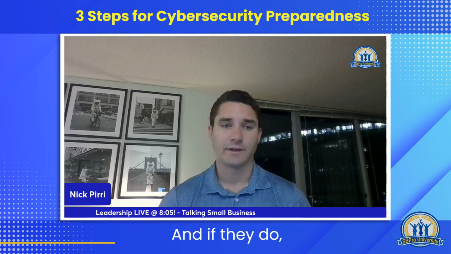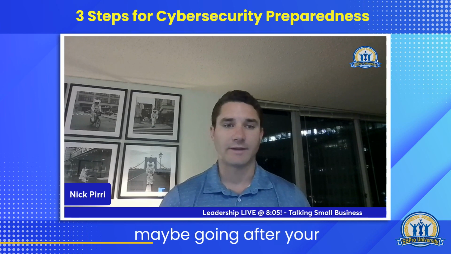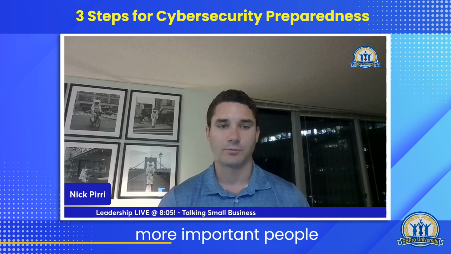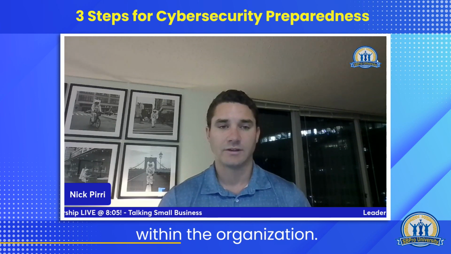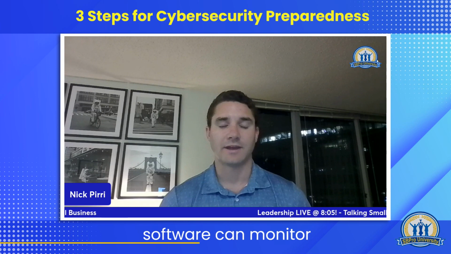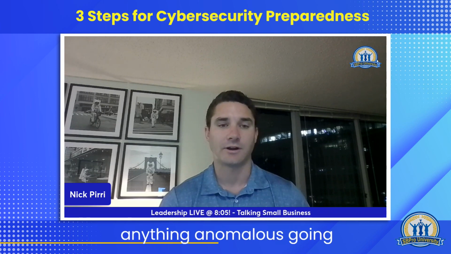And if they do, then number two would be, what are you doing to prevent the lateral movement in your network? We talked about criminals getting into your network and then maybe going after your backups or maybe moving through the email accounts to get to the more important people within the organization. So things like endpoint detection and response software can monitor that activity within your network and try to figure out if there's anything anomalous going on.